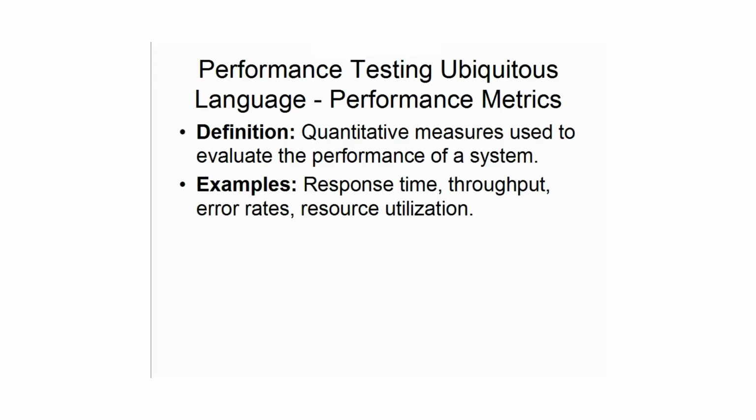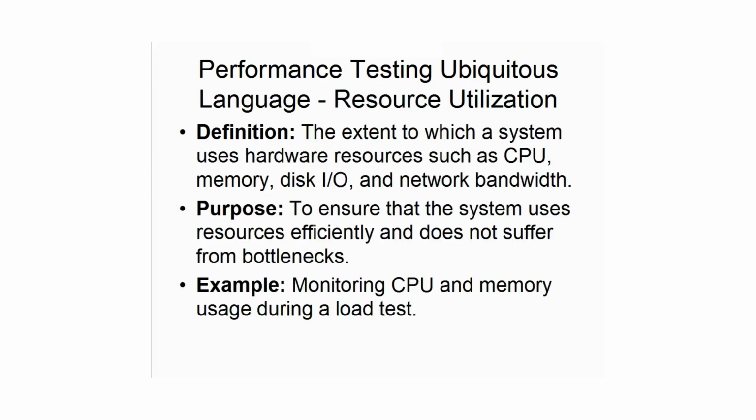Resource utilization is meant to be, for example, monitoring of hardware, such as CPU usage, memory usage, disk usage, and network. What is resource utilization? The extent to which a system uses hardware resources such as CPU, memory, disk, and network bandwidth. Our purpose is to ensure that the system uses resources efficiently and does not suffer from bottlenecks. For example, monitoring CPU and memory usage during a load test.